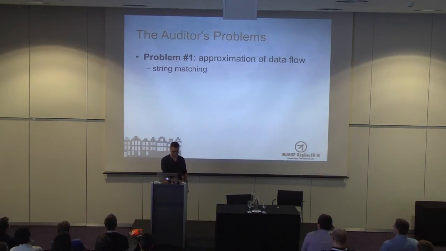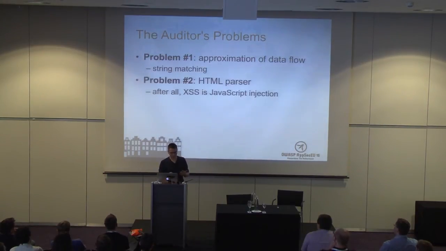I hope so. Okay. So problem number one is basically the approximation of a data flow. That means they try to use string matching to see, hey, there was a flow of data. Obviously, this is the only thing you can do on the server side because you don't actually have taint tracking on there. Second problem was the location, right?